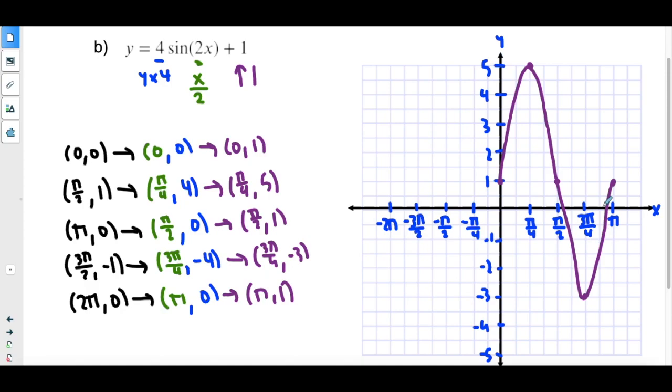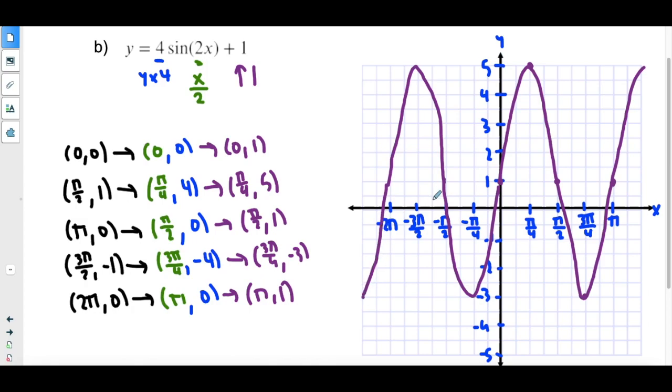And we can extend our graph further if we want here. But this is how our graph is going to look.